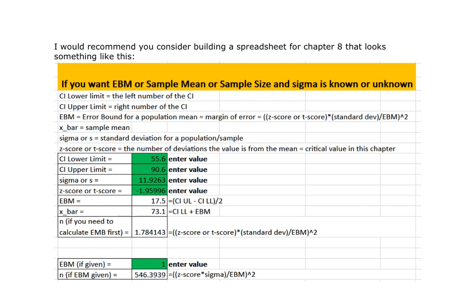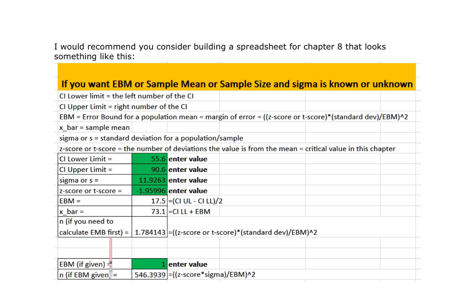So if you know the lower limit, you're going to enter it. If you know the upper limit, you're going to enter it. If you know the sigma, you're going to enter it. And then if you know the Z-score, you're going to enter it. Now the Z-score comes from up above, just using the alpha divided by 2. What I mean by up above is the other calculator. This will give me my Z-score, or T-score if that's it. My EBM, in this case, is going to be calculated for me. My X-bar will be calculated for me.